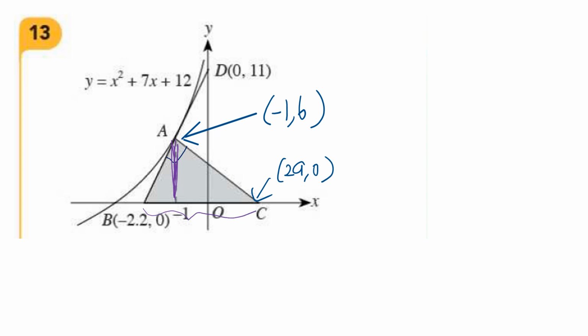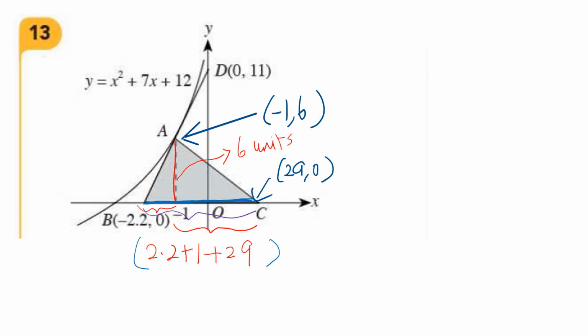The height is actually just 6 units, because if you look at the coordinates of point A, the y coordinate is 6. So this line here is 6 units. Okay, and then from here to here is just 1 plus 29. And here to here is just 2.2. So this whole length here will just be 2.1 plus 1.